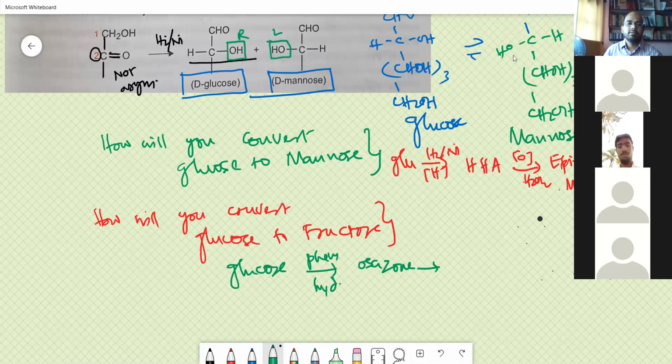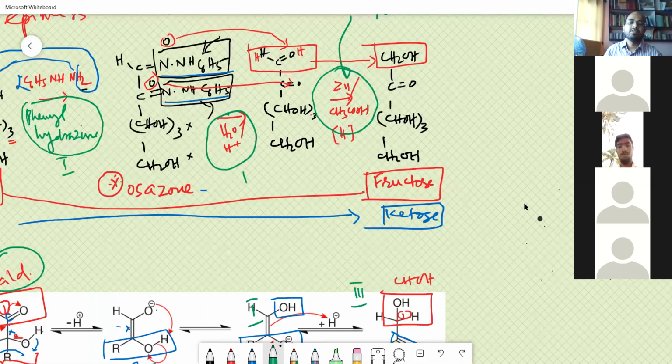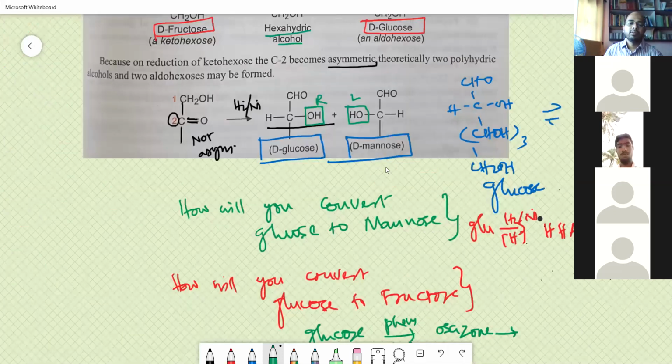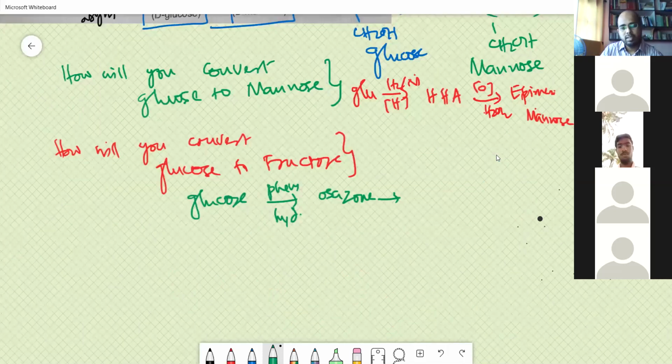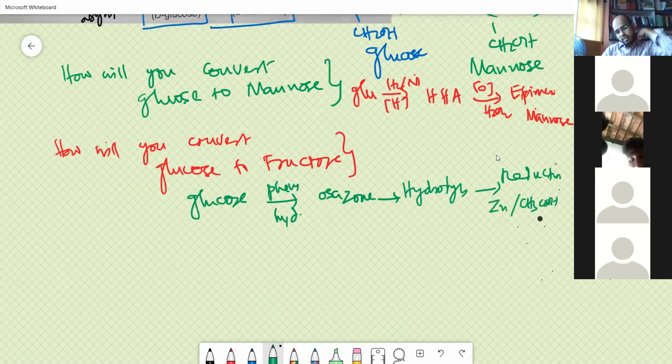Here it is, this one. You are using hydrolysis, followed by reduction. In the reduction, we used zinc acetic acid. Okay, this is one reagent, and the second reagent is NaBH4, which we have used.